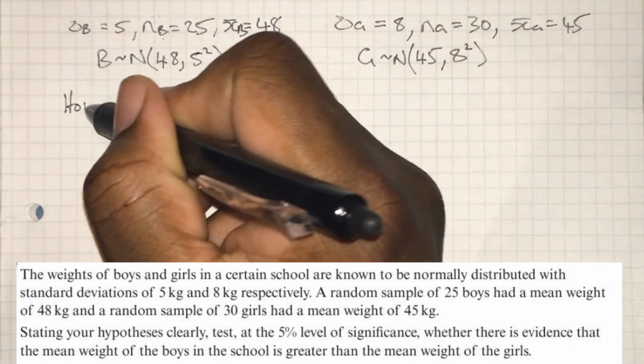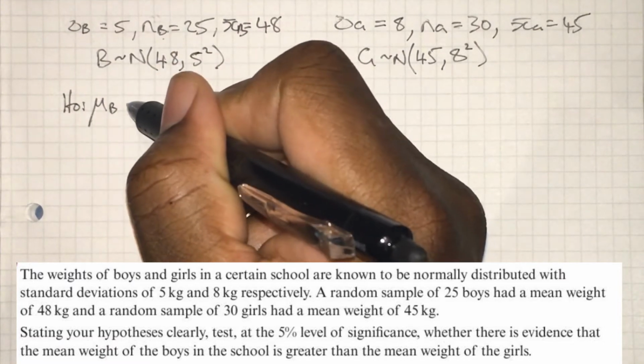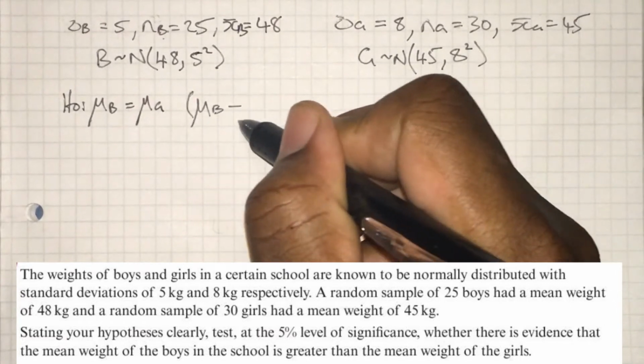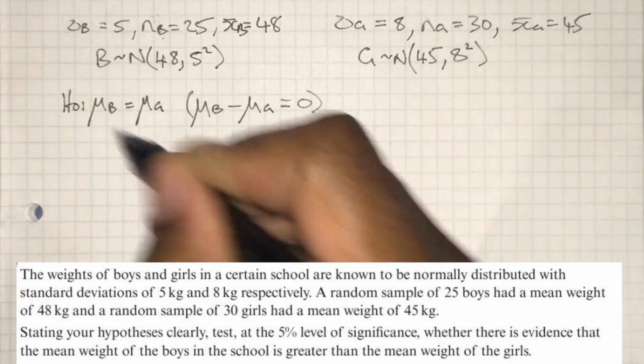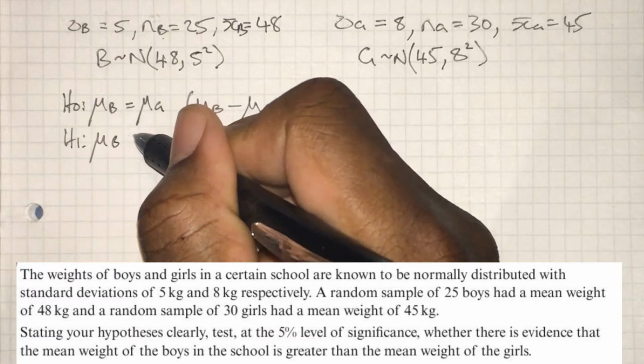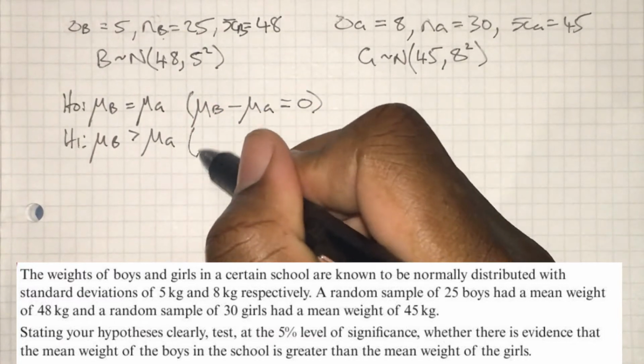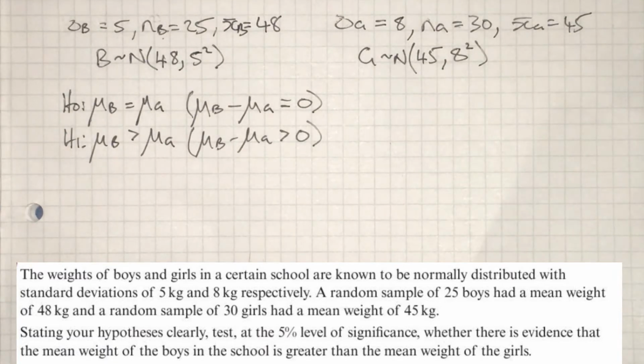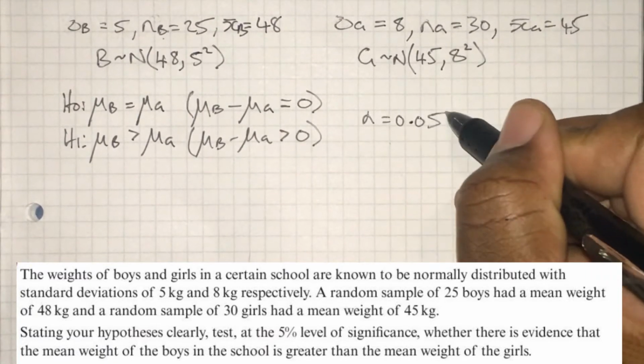Okay, we're going to state our hypotheses. The hypotheses for difference of two means is firstly that the two means equal each other, which I can rewrite as one mean minus the other equals 0. This will be important in a second. Alternate in this case is that the mean for the boys is greater than the mean for the girls.